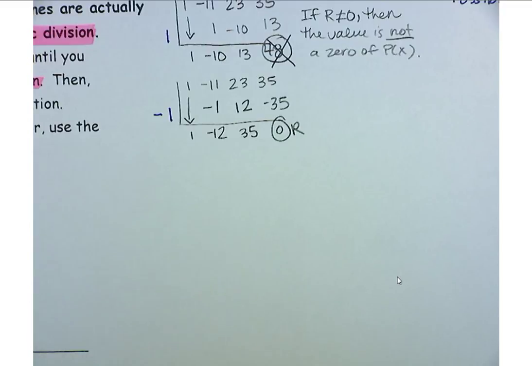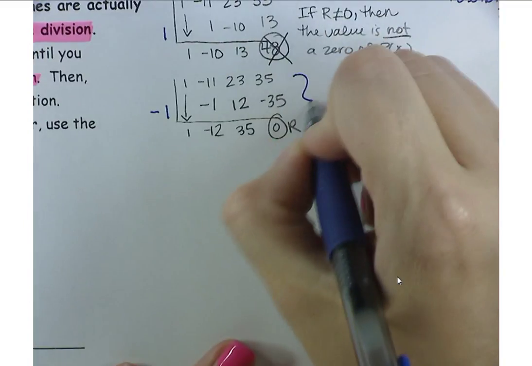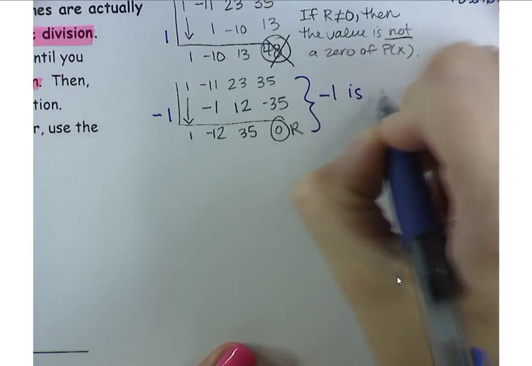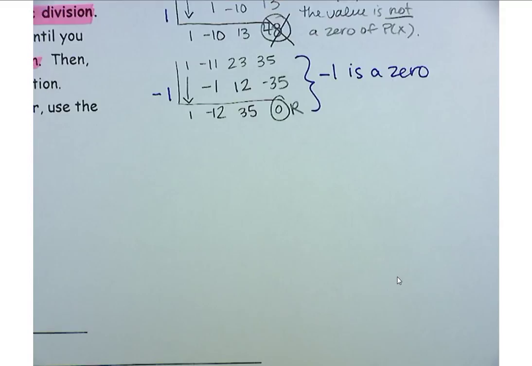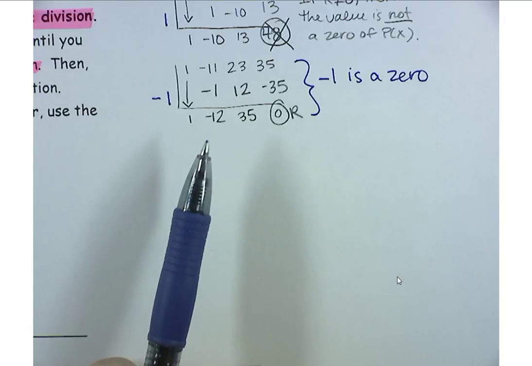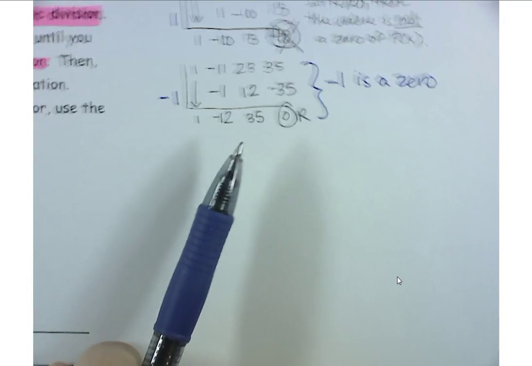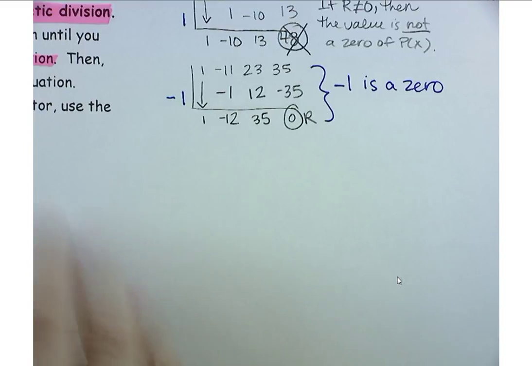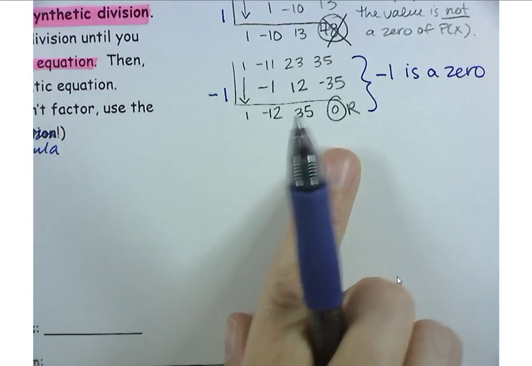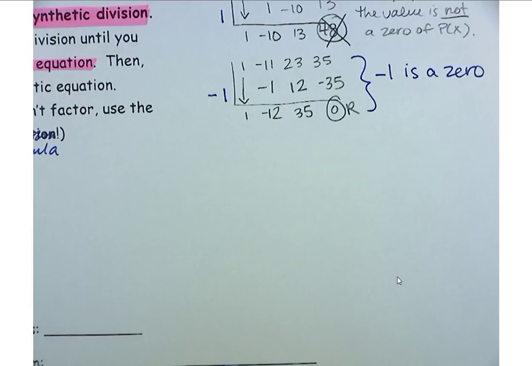So what that means is negative 1 is a 0. Negative 1 is going to be one of my zeros. Okay, once you've found one of your zeros, if you have a quadratic equation, then we can solve the quadratic equation. So you're only going to do synthetic division until you get a quadratic. Is this a quadratic? Yeah, how do we know?